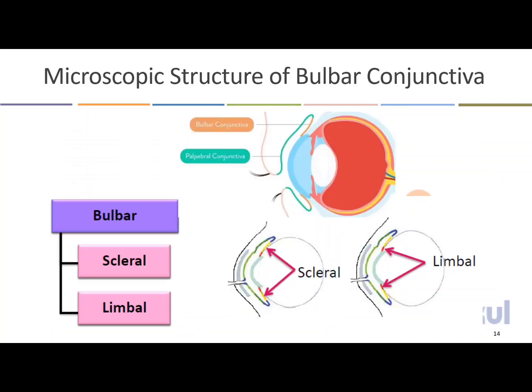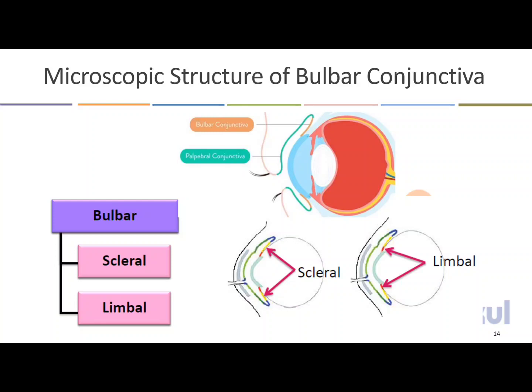Moving towards the microscopic structure of bulbar conjunctiva. The bulbar conjunctiva is the thinnest of all the parts of the conjunctiva. It covers the outer eyeball. Due to its transparency, the white sclera and the blood vessels are seen clearly. Bulbar conjunctiva can be subdivided into scleral and limbal. Scleral bulbar conjunctiva extends from the conjunctival fornix to the superior and inferior limbus.